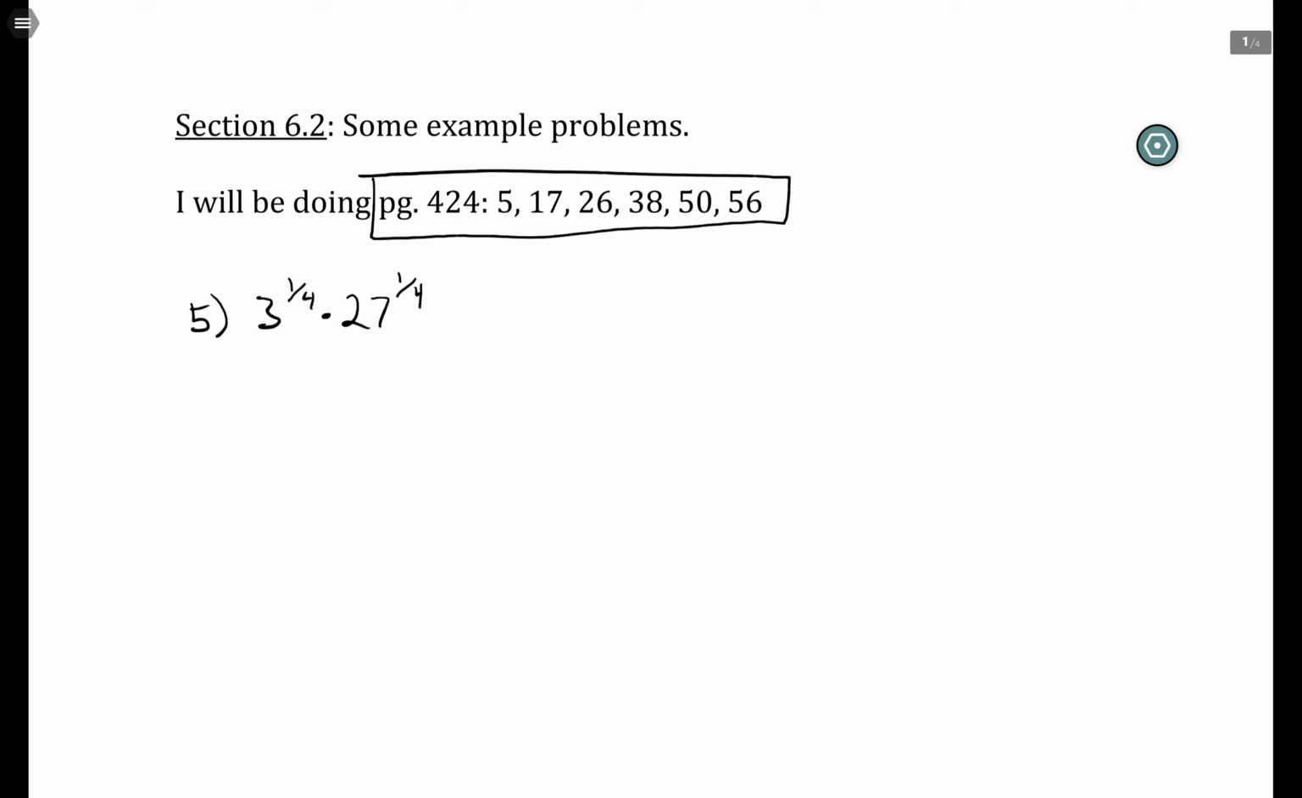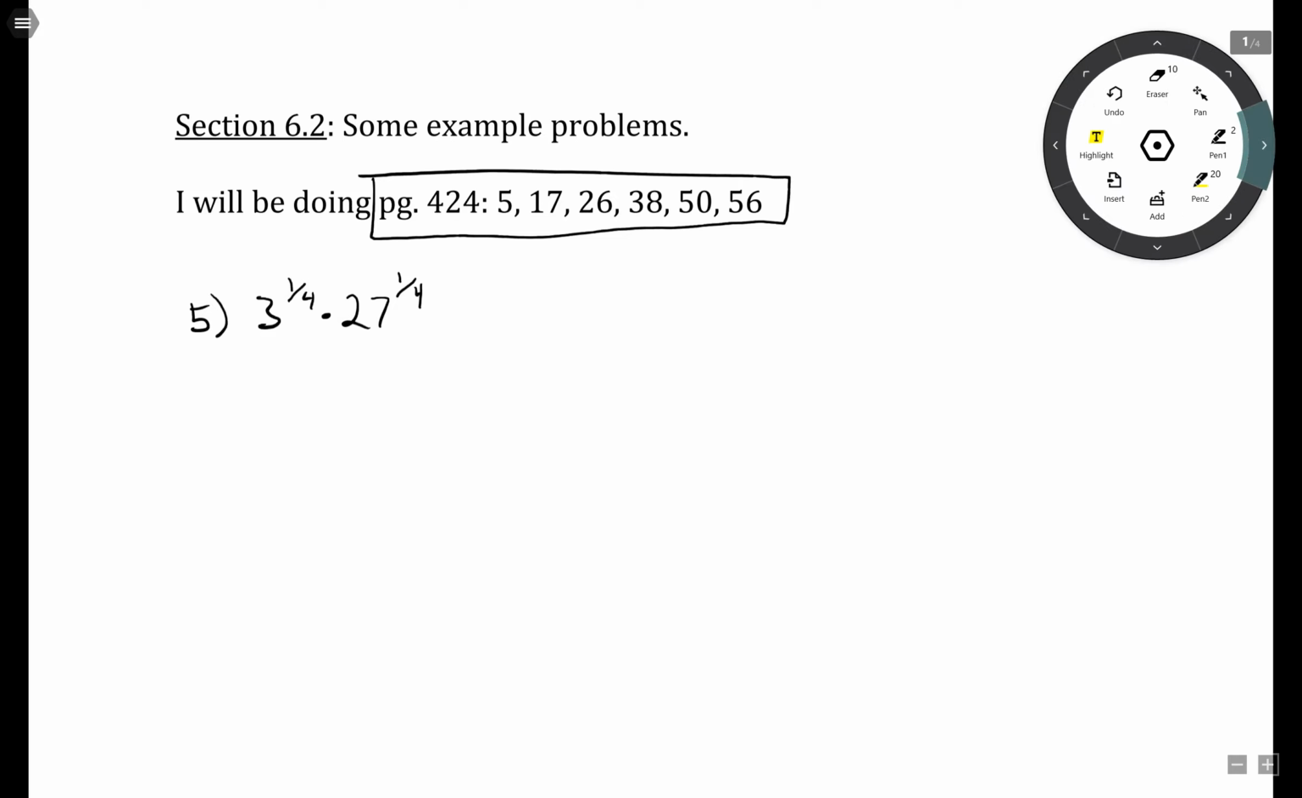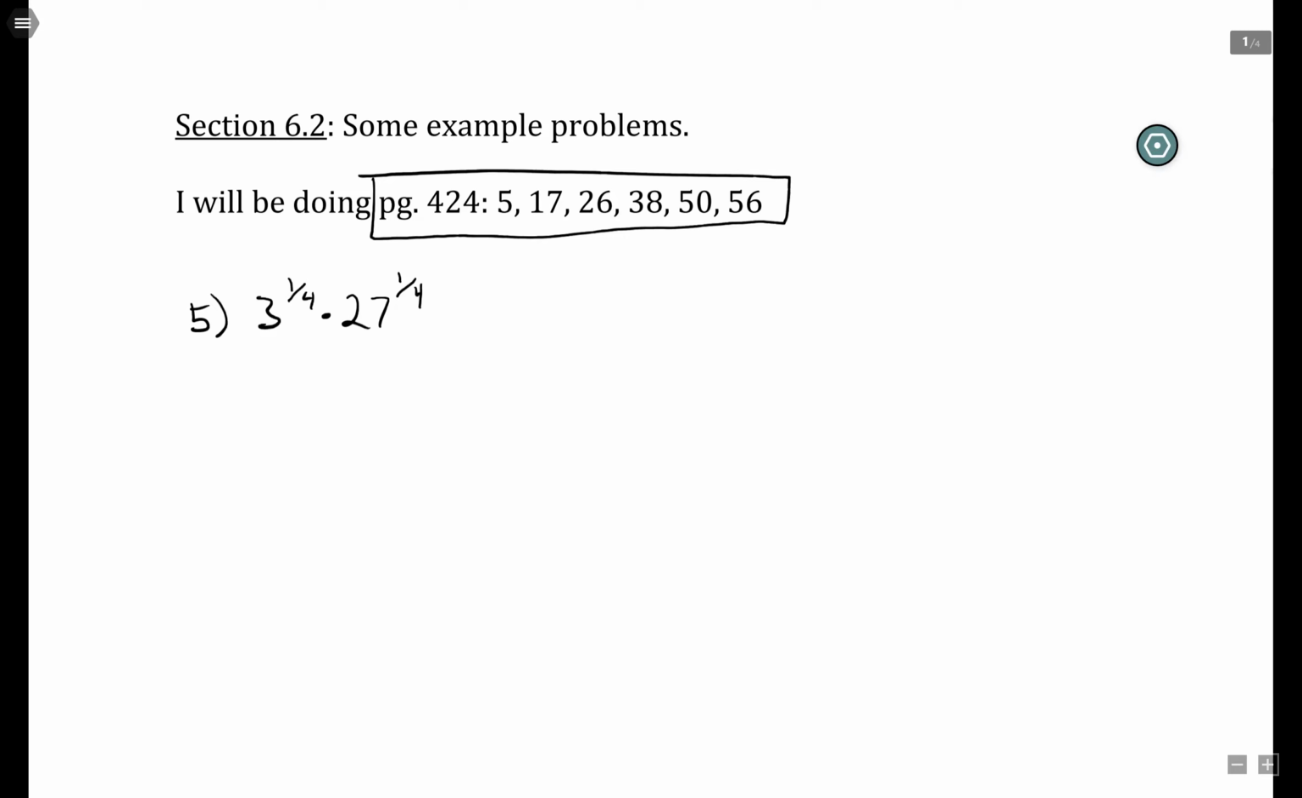So we need to apply different rules and different techniques to every single individual problem. For example, let's take a look at number 5. Now, let's look at the features of this problem. First of all, something that I see is that there are different bases. Therefore, this is not a situation where I'm allowed to combine the bases and add the exponents because these bases are different. However, I do notice that the exponent is the same.